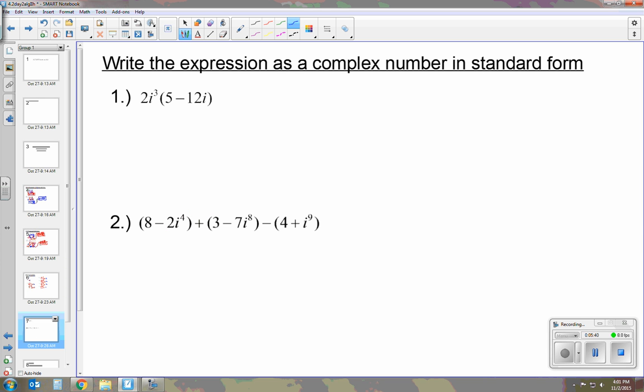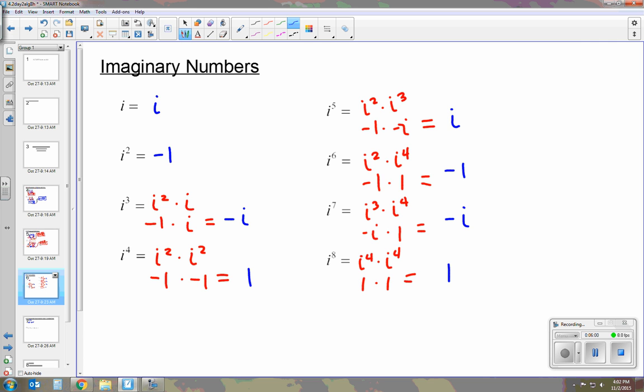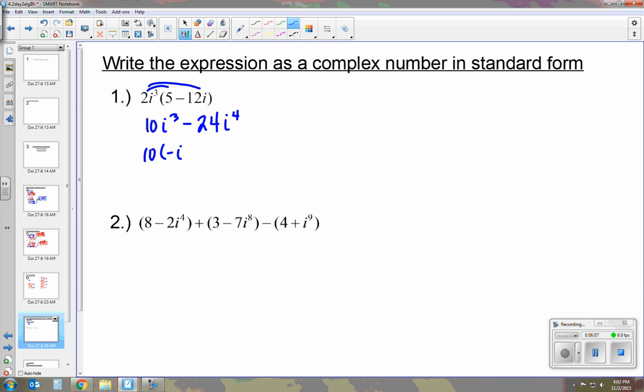Okay, so we're going to use that. So if we do number 1, we're still going to distribute. So we have 10i cubed minus 24i to the 4th. Okay, so what we're going to do now is replace i cubed and i to the 4th. Well, i cubed is -i, and i to the 4th is 1. We replace it, and so now we get -10i minus 24. Well, we have to make sure that this is in standard form. So this is going to be -24 minus 10i.